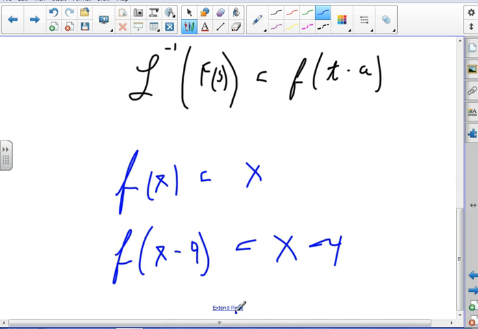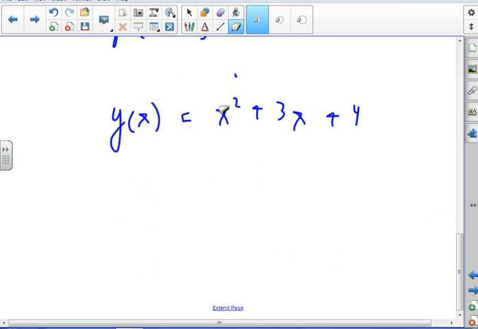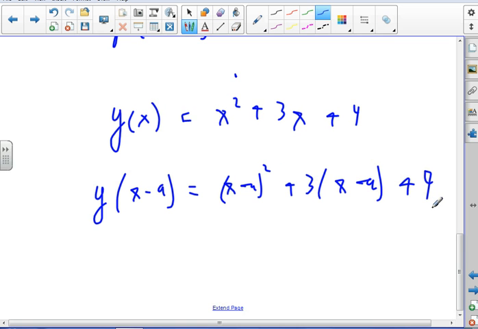Okay, I'm going to do it again. y of x is x squared plus 3x plus 4. All right, that's what y of x is. I want y of x minus a. What is that? Oh, x minus a squared plus 3 times x minus a plus 4, right?